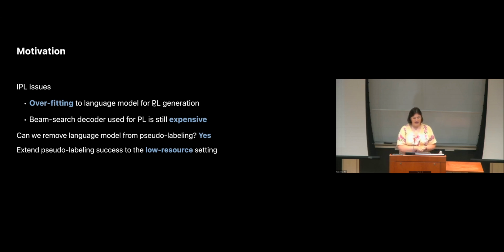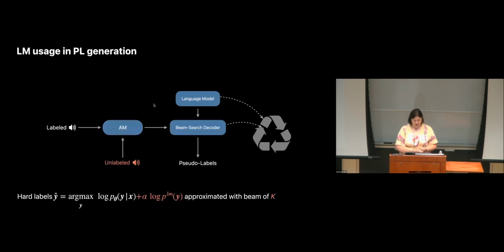Now the question: can we remove the language model from the process? The answer is yes, and I will show how we do that. And moreover, we had problems extending this process to the low-resource setting. It was not working really well, and at the time Wav2Vec 2.0 appeared, so we could not beat it in the 10 hours labeled data setting. Okay, so how can we solve this problem?